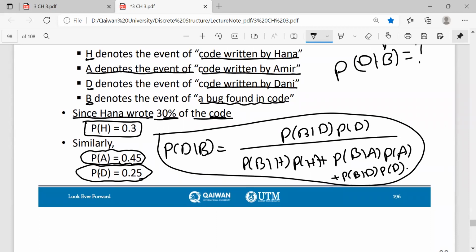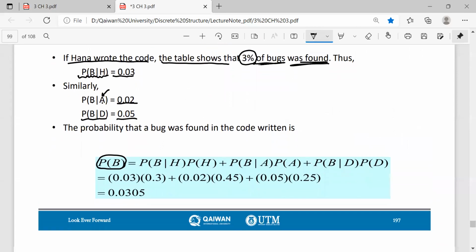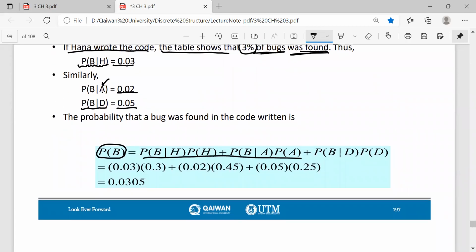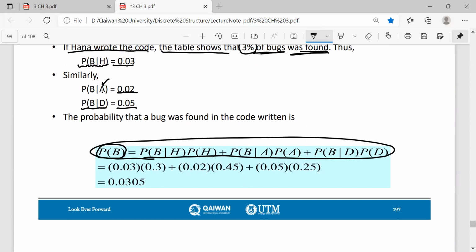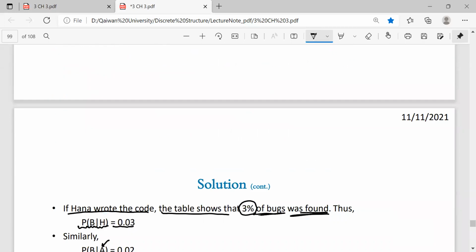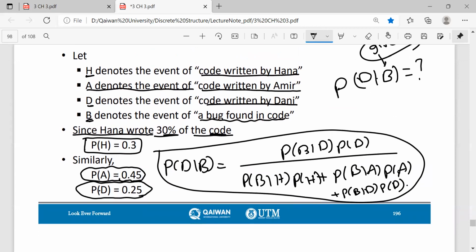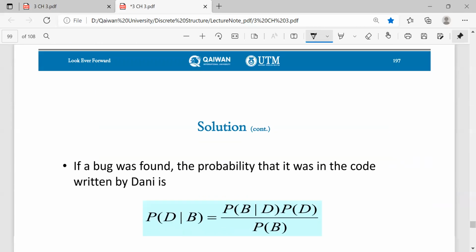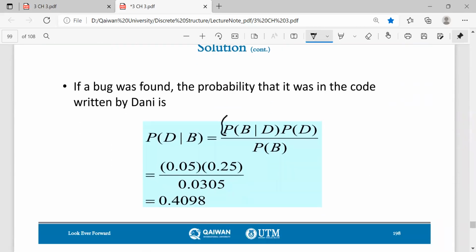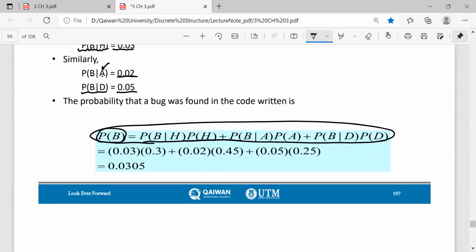Probability of B given H times probability of H, plus probability of B given A times probability of A, plus probability of B given D times probability of D. These are those. This is the denominator. In the numerator, we have probability of B given D times probability of D. So you have probability of B given D times probability of D, divided by the probability of B. The probability of B is the denominator.